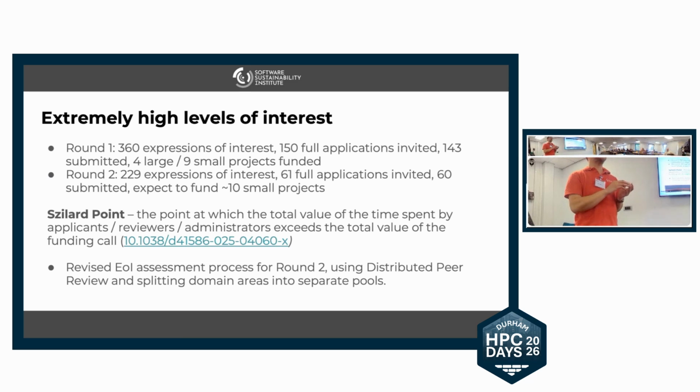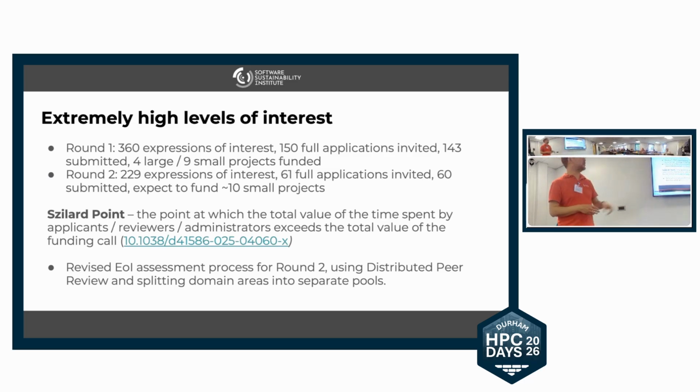The other thing was that it also launched just at the point where the US dramatically cut all of the funding that it was providing to software. So we got a lot of applications that had joint US consortia as well. And so you can see this level: you have 360 expressions of interest, inviting 150 applications, 143 submitted, and we get to fund 4 large projects and 9 small projects. Round 2: 229 expressions of interest, 61 applications, 60 submitted. We expect to fund about 10.